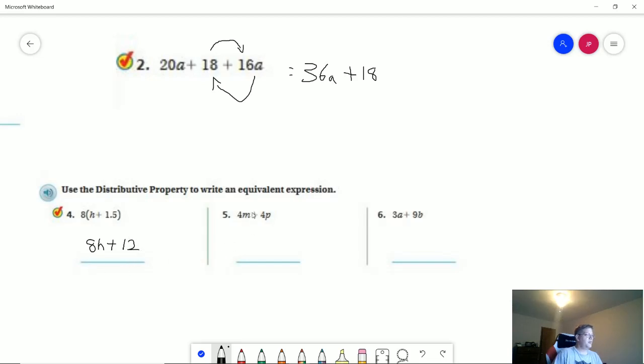For this one, we want to think about what number we can factor out. Our greatest common factor for this is going to be 4 because we're working with the same number. And so we can put m plus p in parentheses.